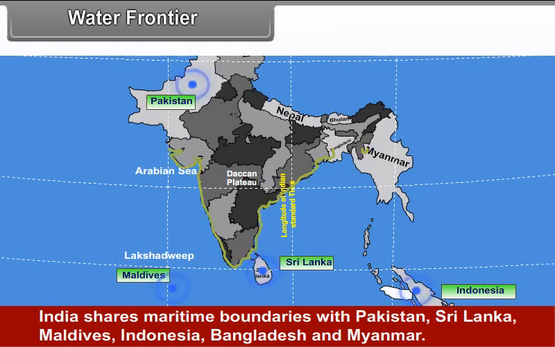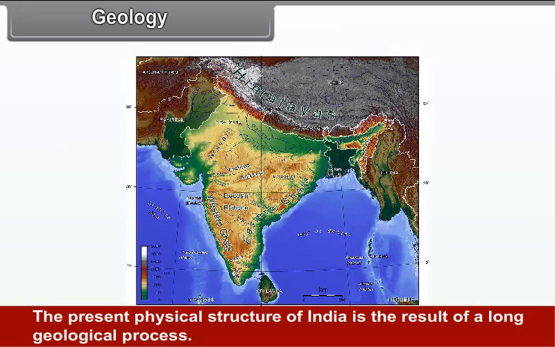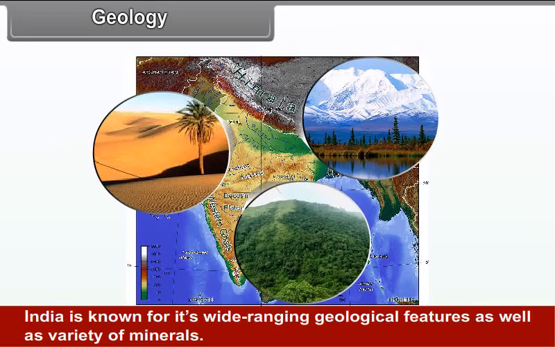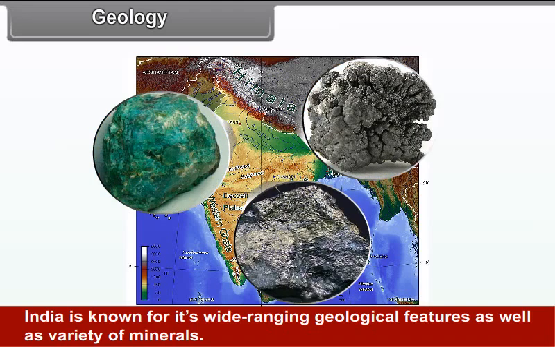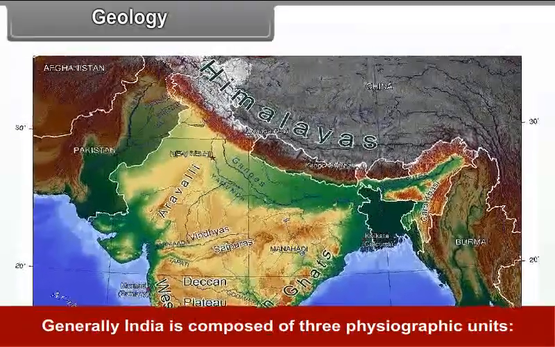Water frontier. India is bounded by the Arabian Sea in the west and southwest, the Bay of Bengal in the east and the southeast, and the Indian Ocean in the south. Kanyakumari is the southern tip of the Indian peninsula. Sri Lanka is separated from India by the Gulf of Mannar and the narrow channel of Palk Strait.